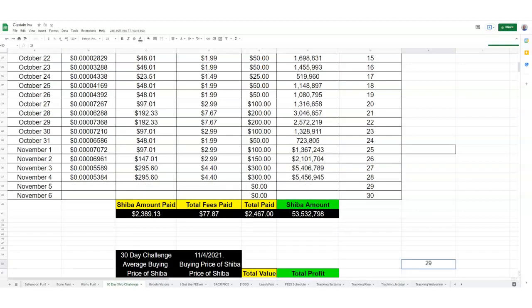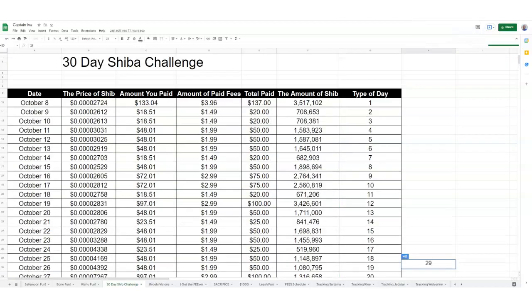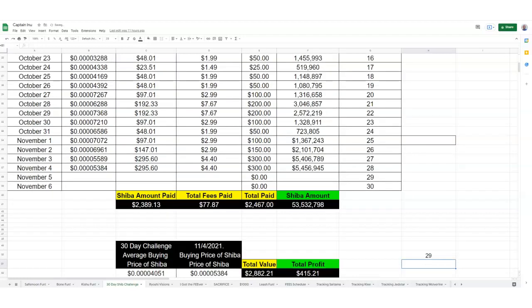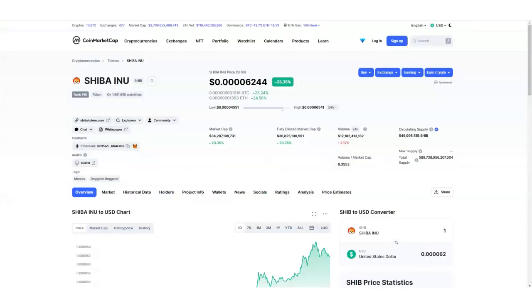Day 29 in the Buying Shiba Challenge. So I want to thank you for following me ever since October 8th. And today, it looks like a positive day. We're in the green. This is the price what it is right now. Let's go ahead and buy Shiba for the 29th straight day.